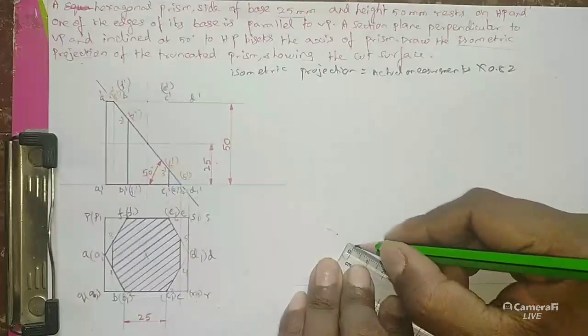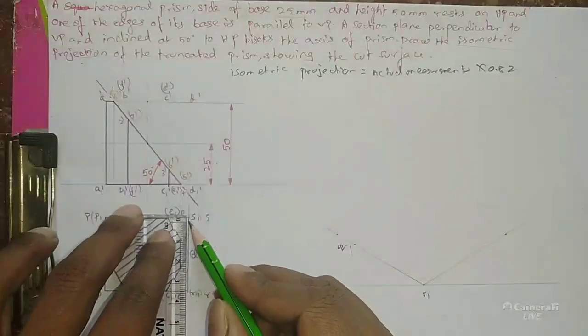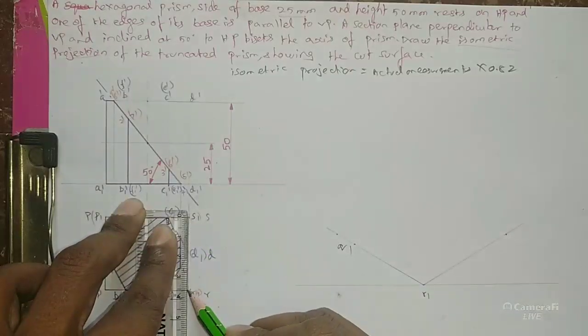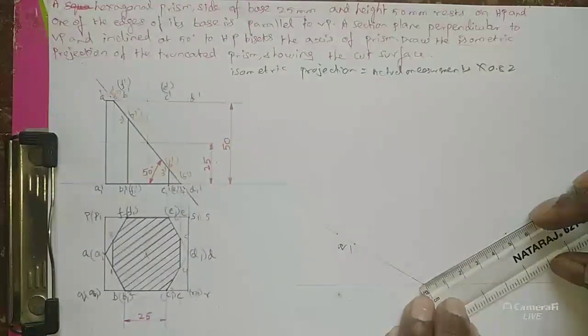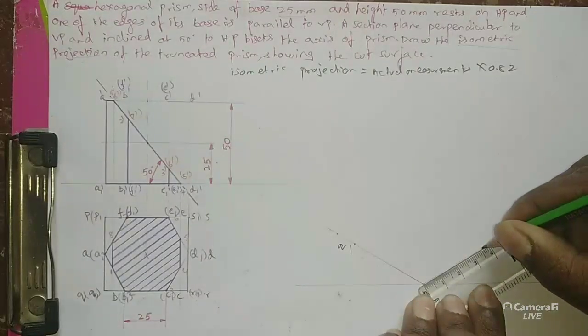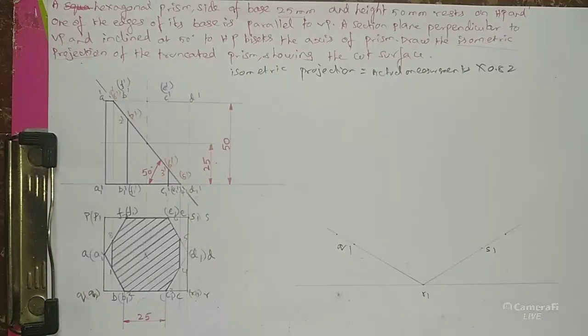So this is the measurement of Q1, and now we have to measure point S. This is the 3.6 mm measurement. So this is the measurement for S1. Now we have to complete the remaining part. So this is S1. Now we have to get point P1.